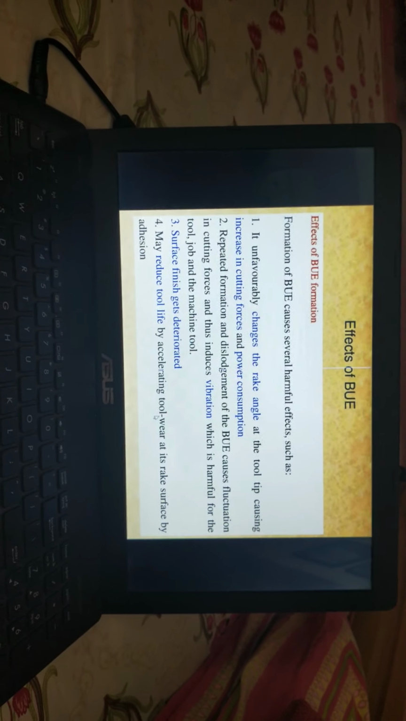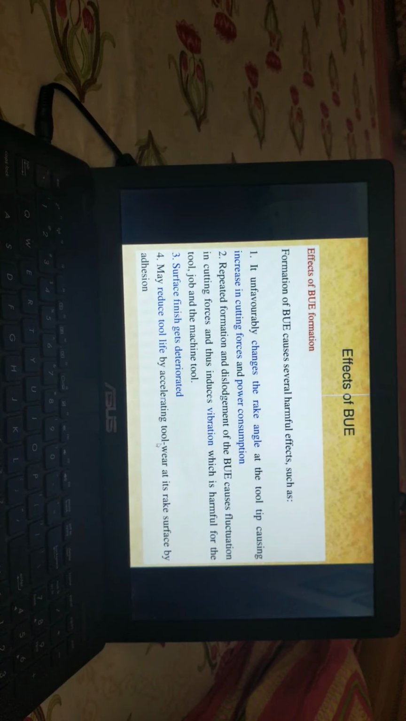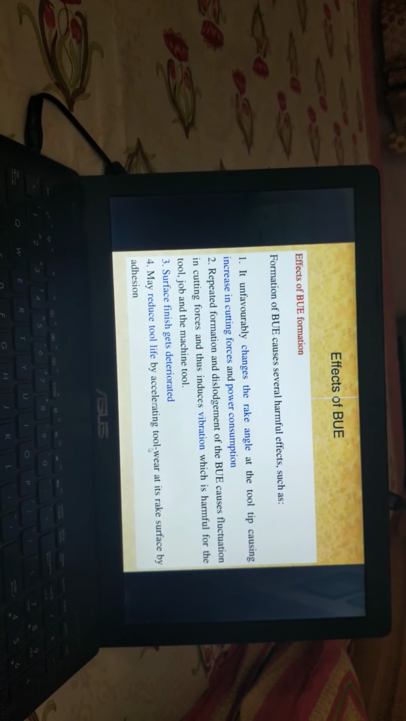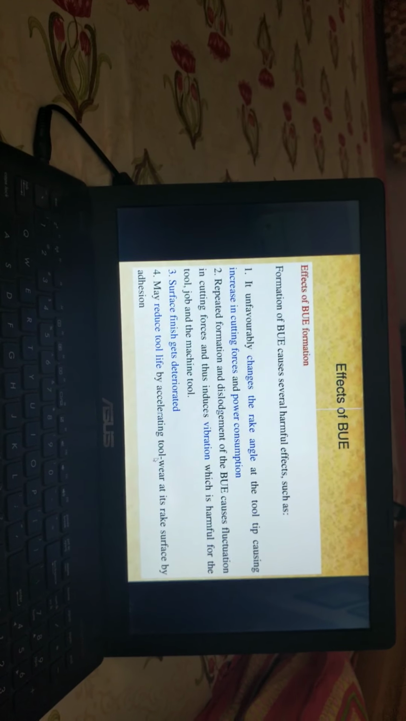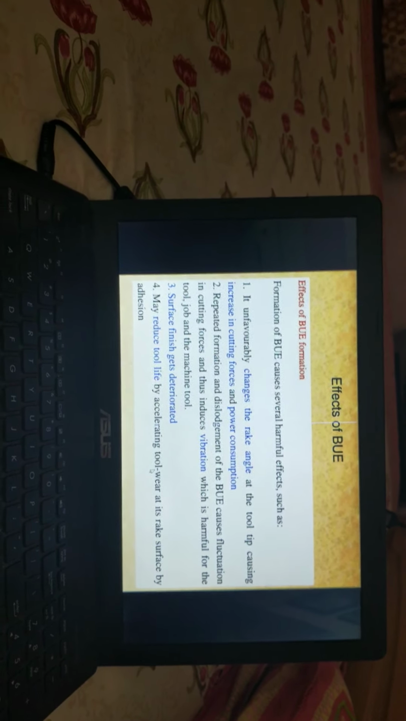Effects of BUE: it causes several harmful effects. The unfavorable change of rake angle at the tool tip causes an increase in cutting force and power consumption. Repeated formation and dislodgement of the BUE causes fluctuation in cutting force, and this induces vibration which is harmful to the tool, job and machine tool. Surface finish gets deteriorated and it may reduce tool life by accelerating the tool wear at the rake surface due to adhesion. These are the effects of BUE.